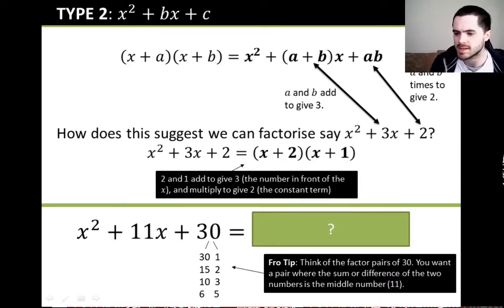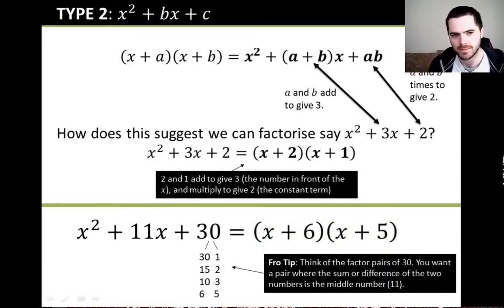The question here is, we know that all of these multiply to give 30, which one adds to give 11? Well, 30 plus 1, that's 31. Nope. 15 plus 2 gives us 17. 10 plus 3 gives us 13. 6 plus 5 gives us 11. And it's the 11 that we require. We needed the two numbers to add to give 11 as well. So it must be this pair down here that become our factors. X plus 6 times x plus 5.